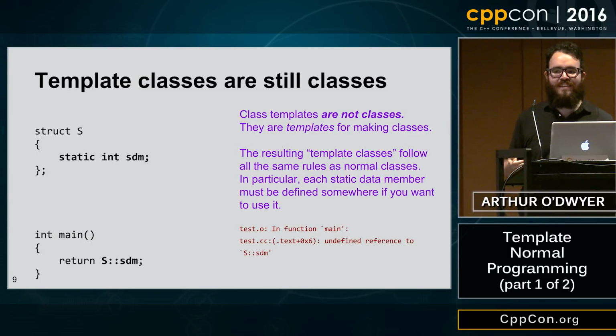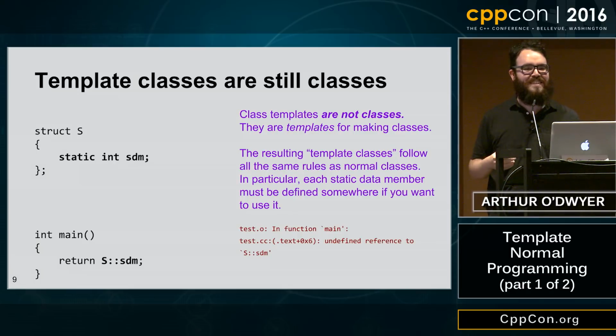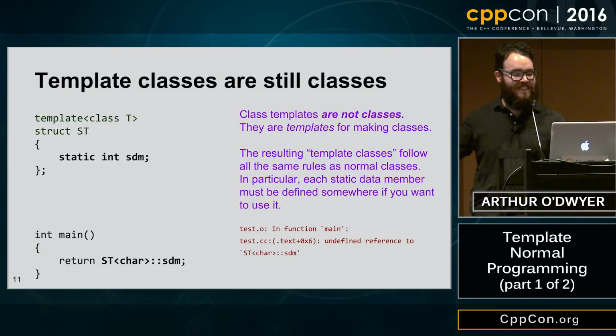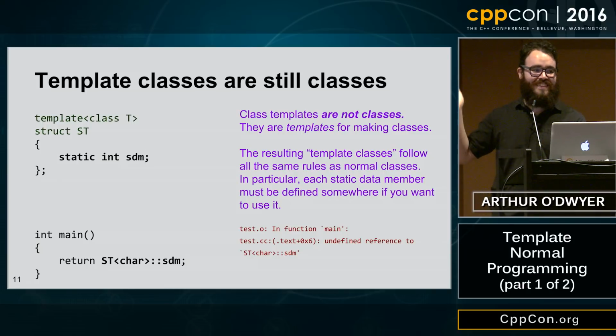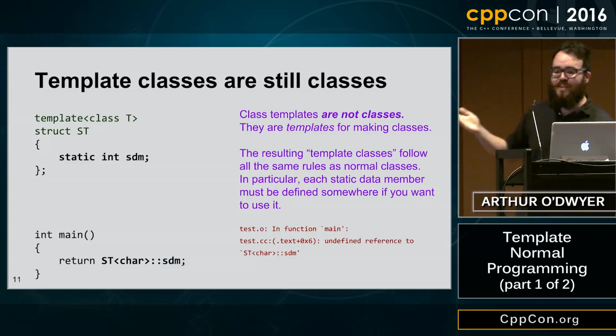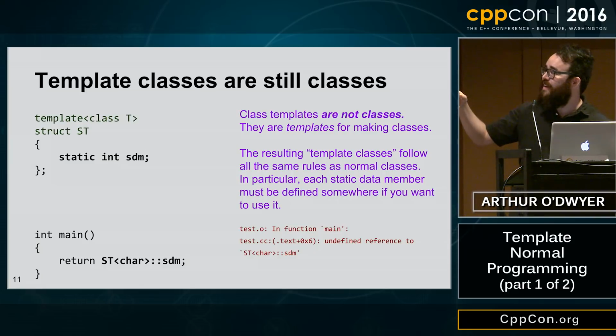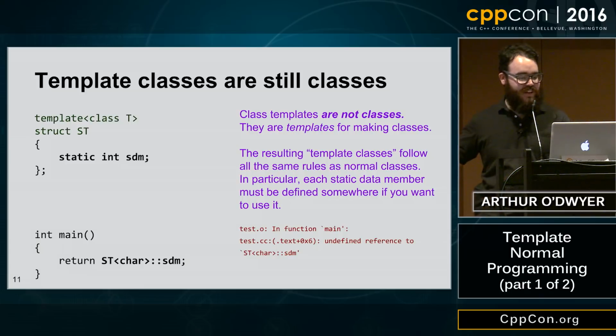How many people have seen a linker error that looks like that from trying to use static data members? All right, yeah. And then you do this, and it works, and that's awesome. And then you do this, and it breaks again. How many people have seen this? Yeah. Templates suck, right? But they followed all the same rules of the regular classes, right? Just like in this case, where I didn't define SDM.